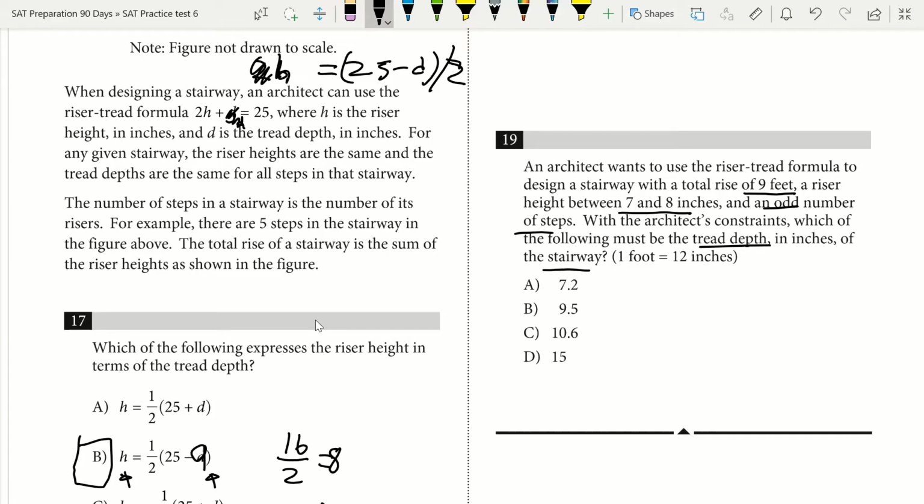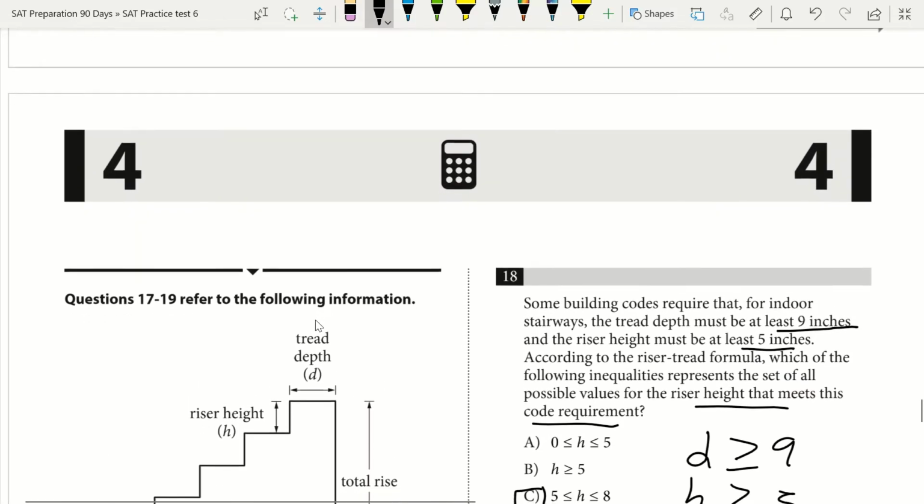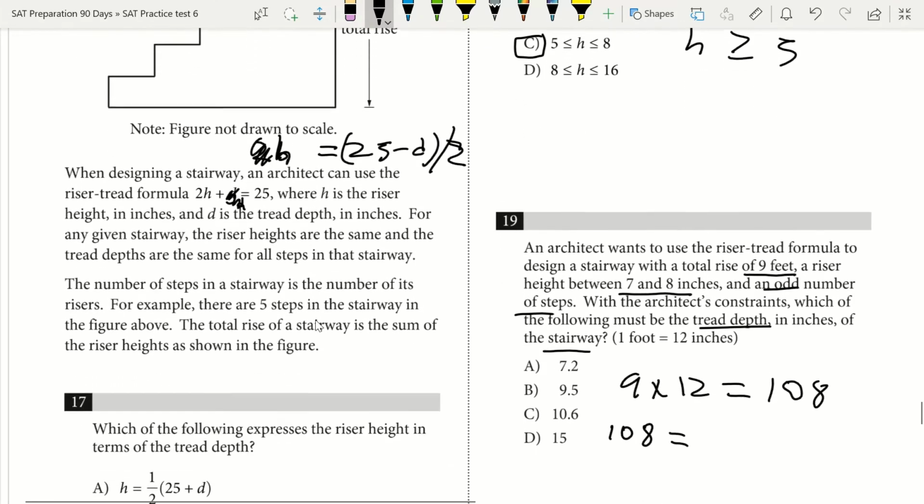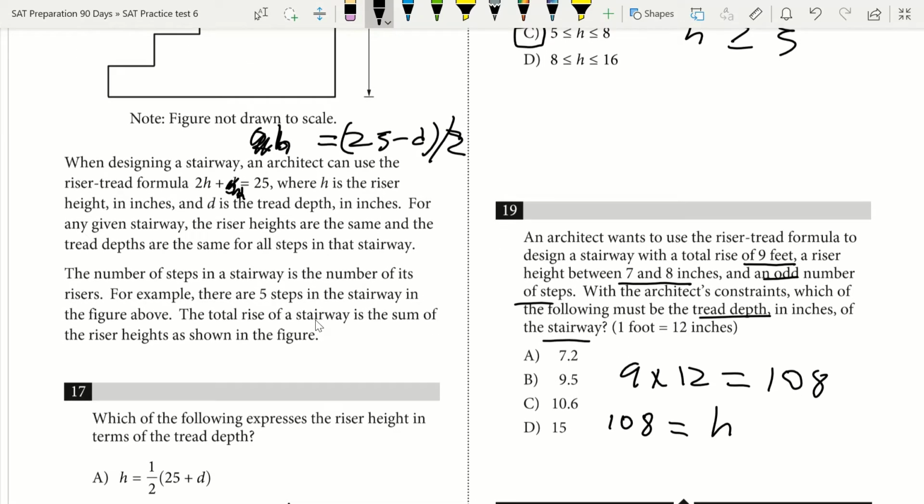Okay, well we want it to rise 9 feet, so we're going to go 9 times 12, so we're dealing with all inches. When we do that, I'll plug that in my calculator. I believe that's 108. Let me just check. I see that that is 108, so we have 108 inches that we have to rise. So 108 inches has to equal our height times our number of steps. So height times, we'll call it n, for number of steps.